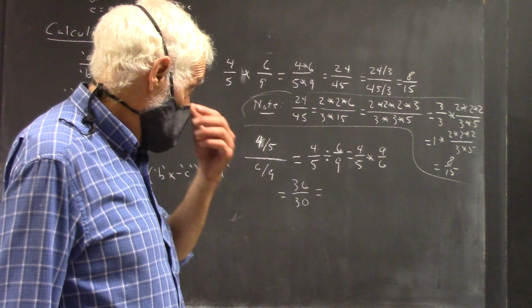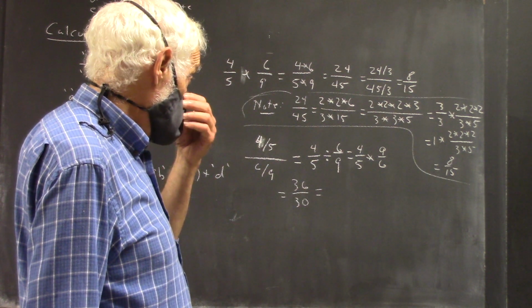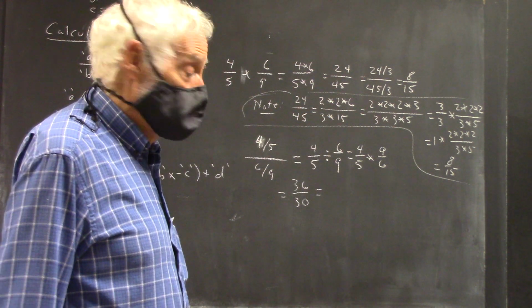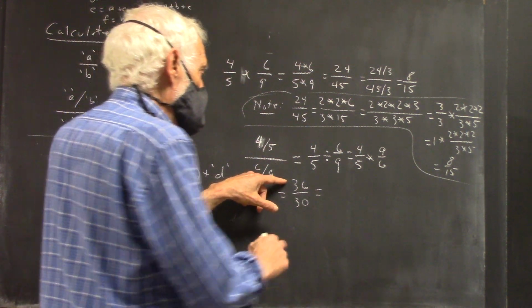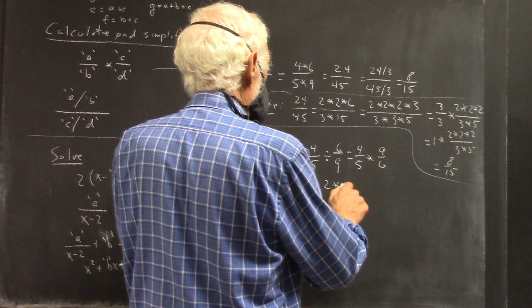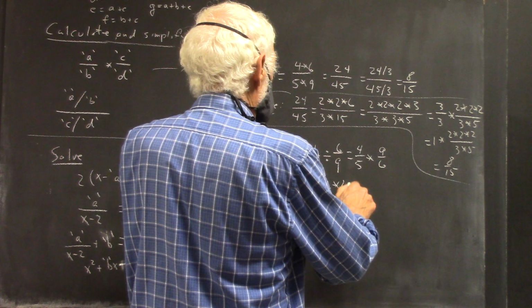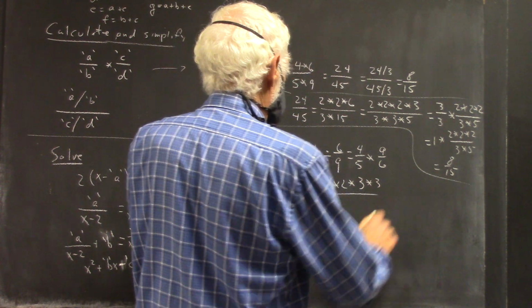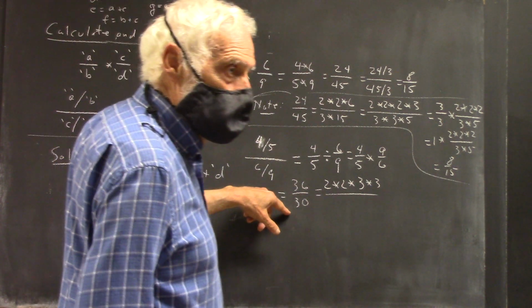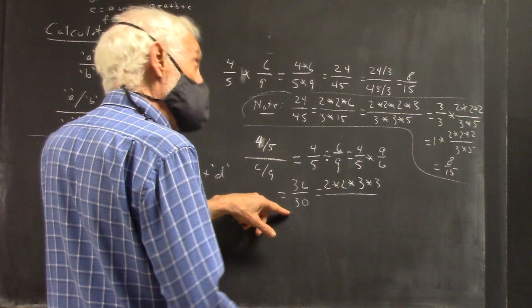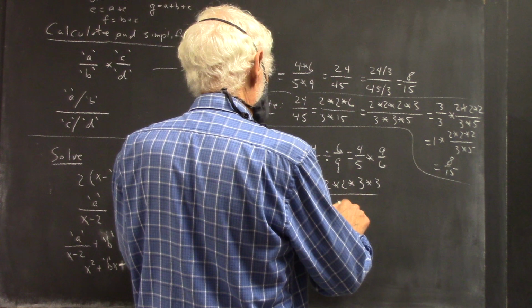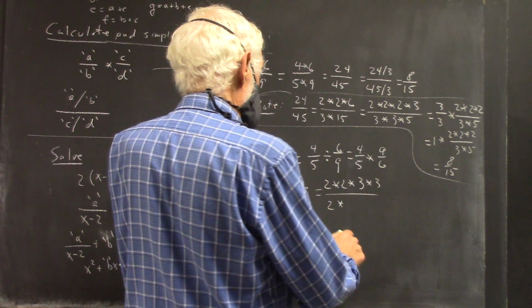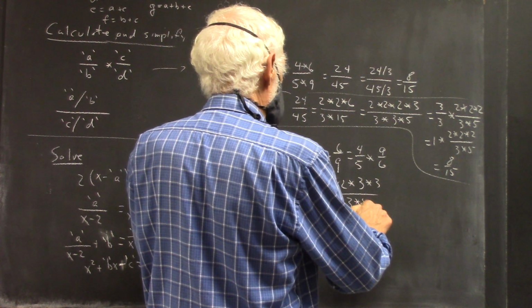Okay? But I'm going to go ahead and do the prime factorization again. 36, you divide by 2, you get 18. You divide that by 2, you get 9. And 9 is 3 times 3. 30 divided by 2 is 15. And 15 is 3 times 5.